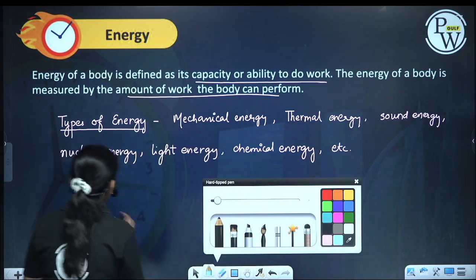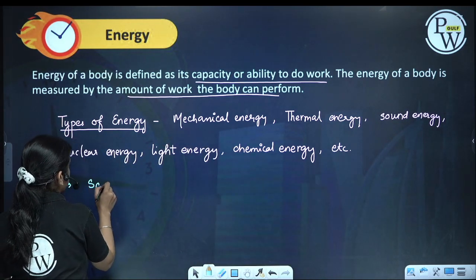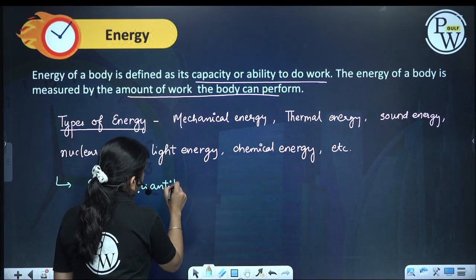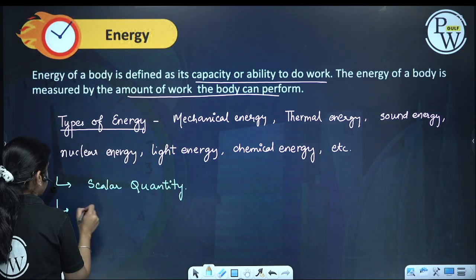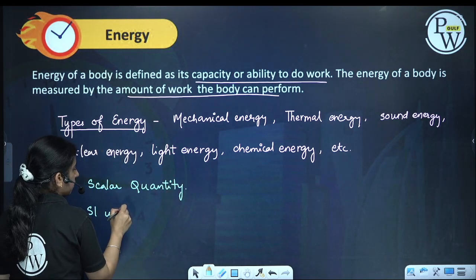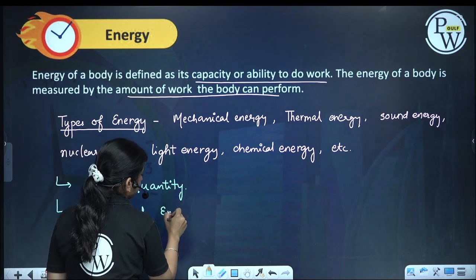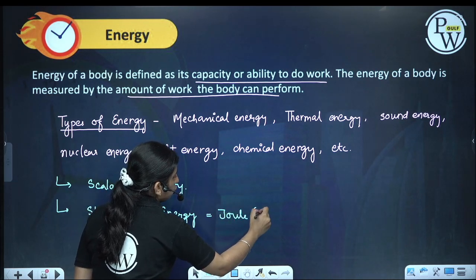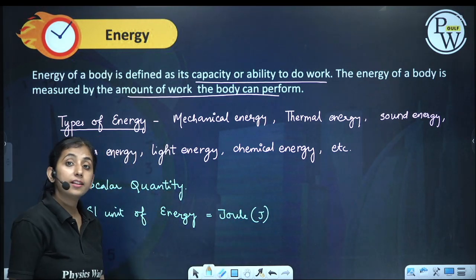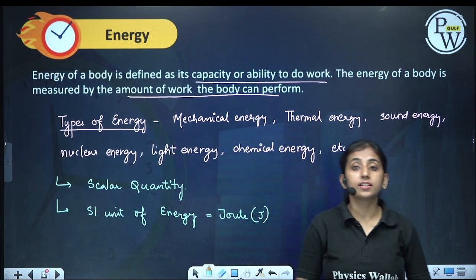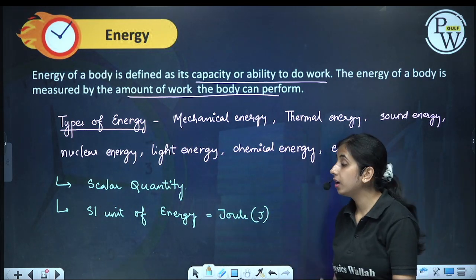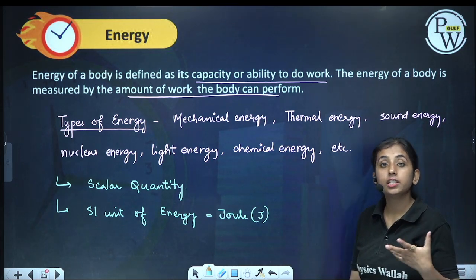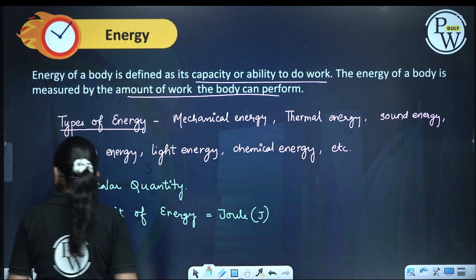What is energy? Energy is a scalar quantity. Now the SI unit of energy will be the same as work. It will be joules. Energy tells us how much capacity is present in a body to perform some work. So energy and work are equivalent. So the SI unit of energy is joules.